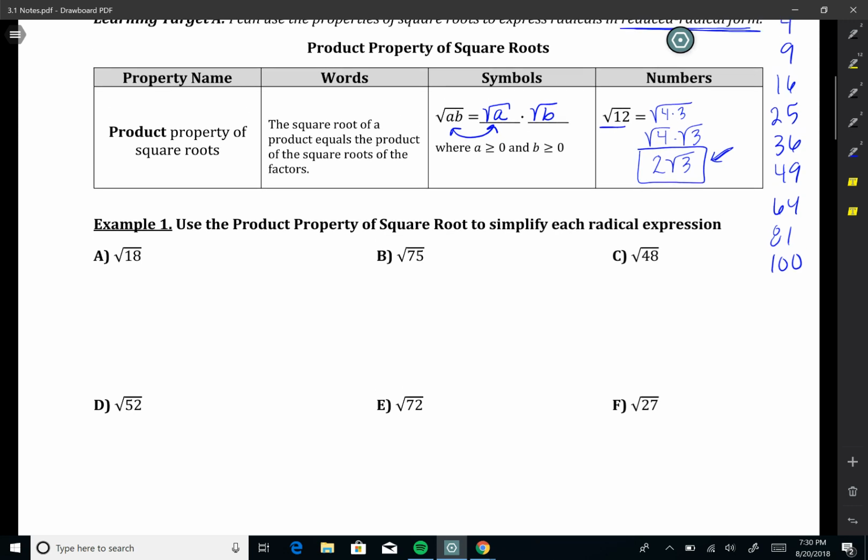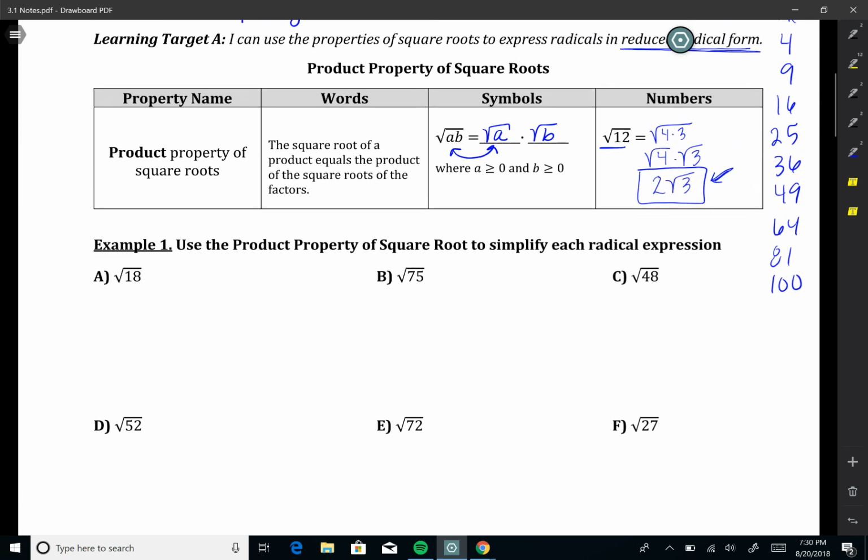So I'm looking at 18, and I'm going to go down my list of perfect squares. Does 4 go into 18? No. Does 9 go into 18? Yes, it actually goes in there 2 times. So I could rewrite the square root of 18 as the square root of 9 times the square root of 2. And the square root of 9 is 3, so that can be a number outside of the radical, and the square root of 2 is still set there.